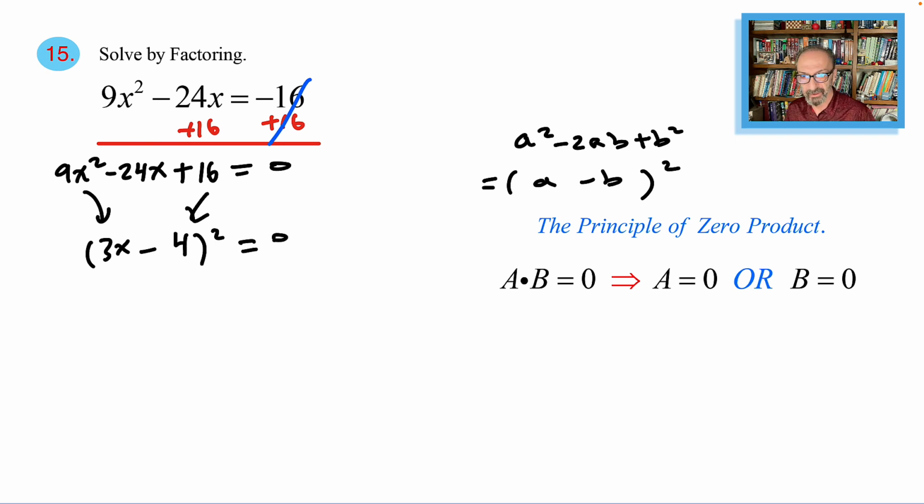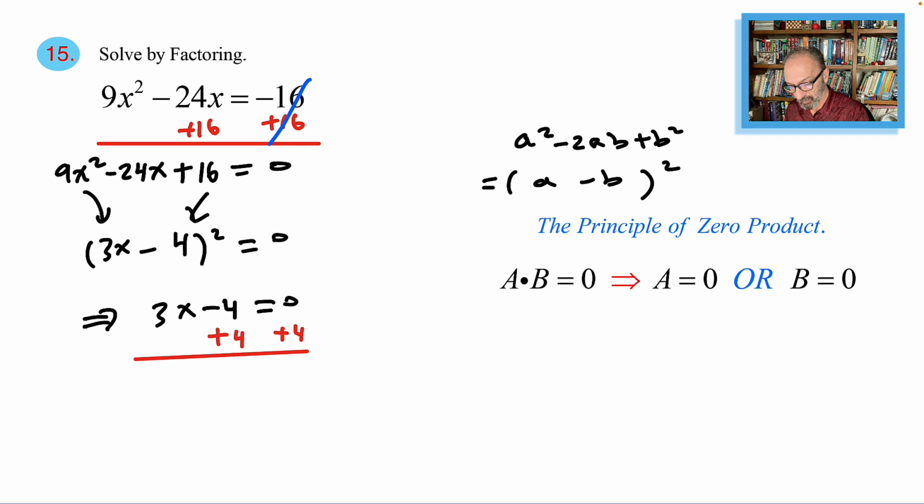With the principle of zero product, that implies 3x minus 4 equals 0. We could add 4 to both sides, and we end up with 3x equals 4. Divide by 3, divide by 3. And that will give me x equal 4/3. And that should do it.